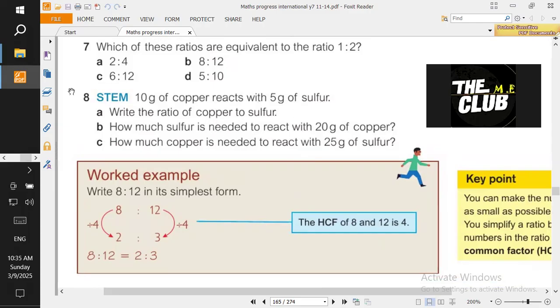Okay. Now both of them have the same unit. So it means I'm going to write copper to sulfur, which is 10 to 5. So it's going to be 10 to 5. So the ratio of copper to sulfur is 10 to 5.